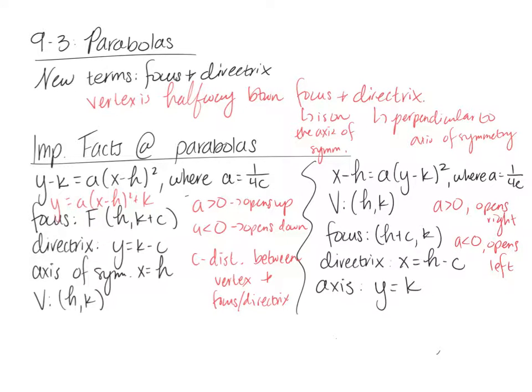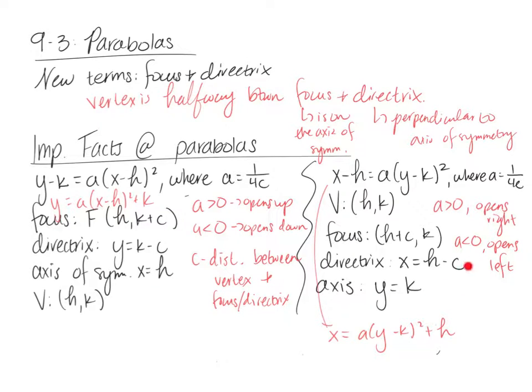So if you see x equals, that means you're looking at a sideways parabola. And again, I will more than likely write the equation as x equals a(y minus k) squared plus h, okay? The vertex is exactly the same as it is for a y equals parabola, and the axis of symmetry, instead of being x equals h, will now be y equals k, okay?